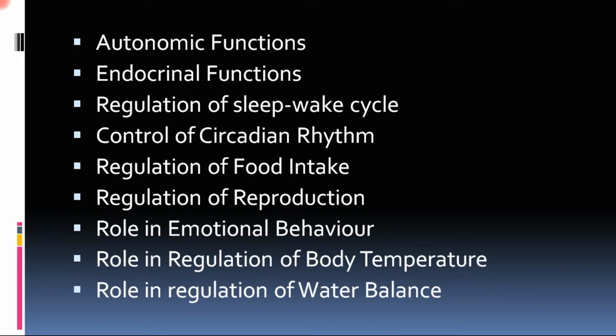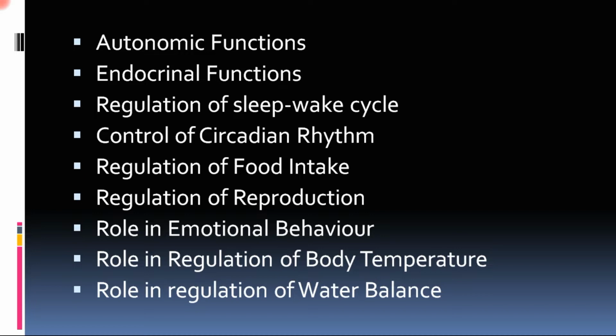As we have already studied, the hypothalamus is the integratory center in our brain, and it is also called the head ganglion for the autonomic system. It performs the autonomic function. It performs the endocrinal function, that is, regulation of the secretion of certain hormones from the posterior pituitary and anterior pituitary, as we will see in detail.